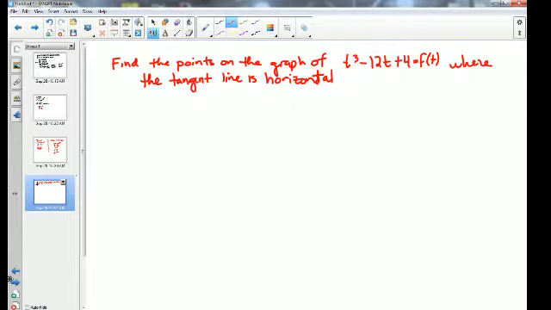Find the points on the graph of this function. I'm just going to write it better.